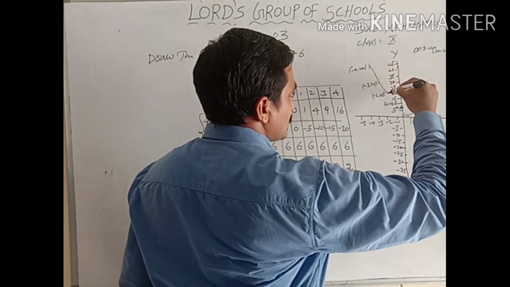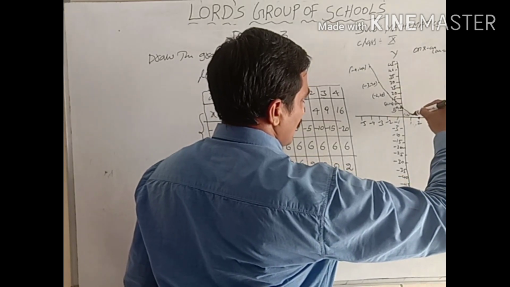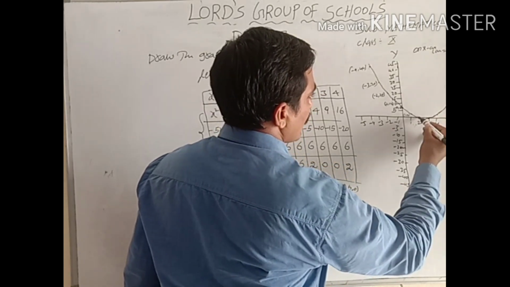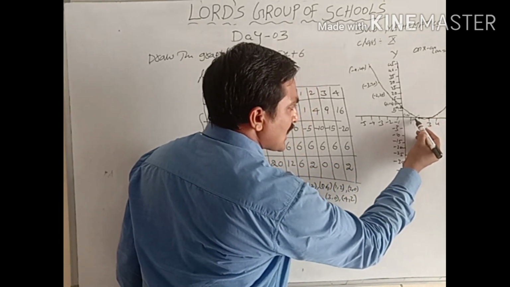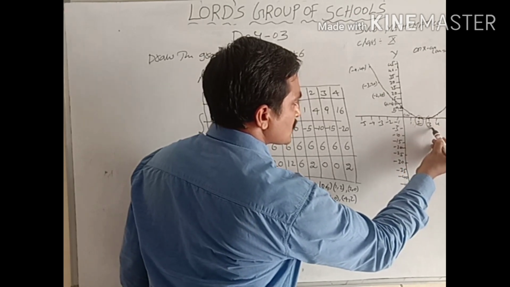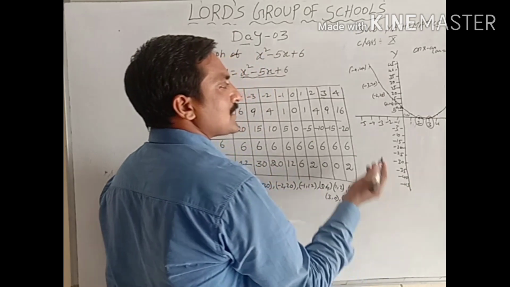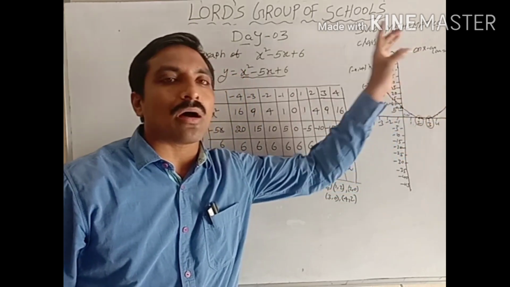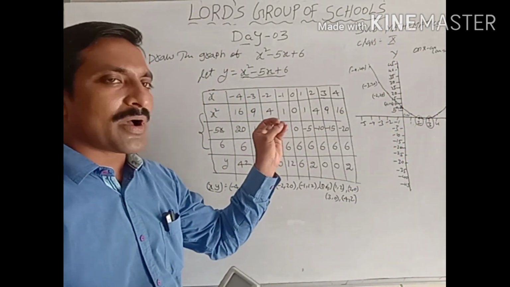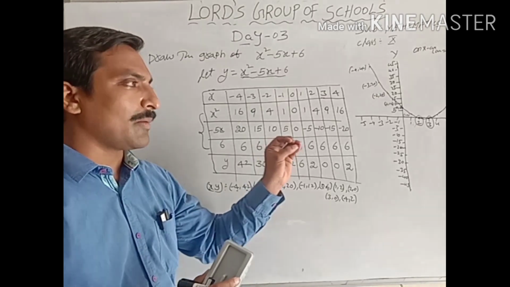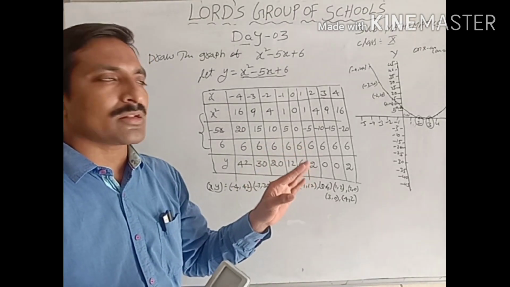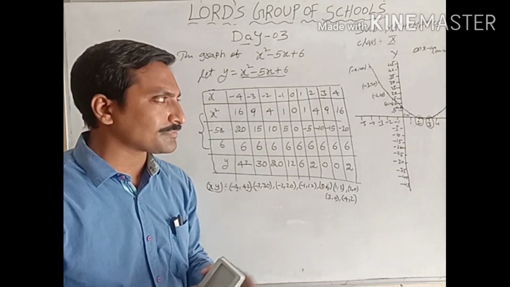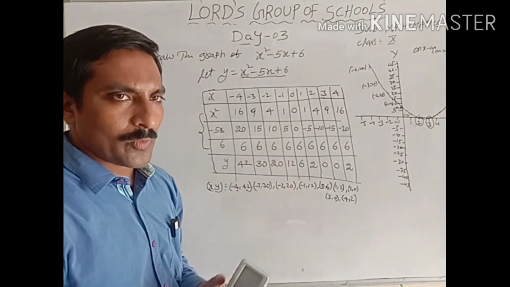Join the points. So here, where the curve intersects the x-axis, these two numbers are acting as the zeros of this particular polynomial. This shape is called a parabola. The shape of a quadratic polynomial is a parabola. Whether it is upward or downward depends only upon the coefficient of x square. This is the graph of the quadratic polynomial.